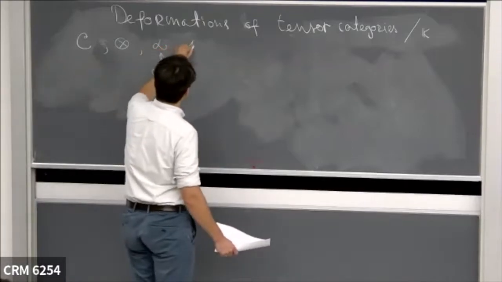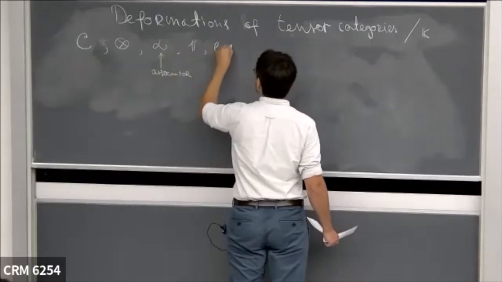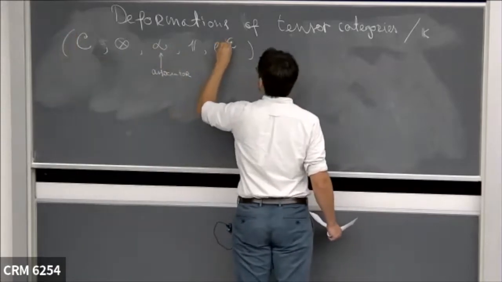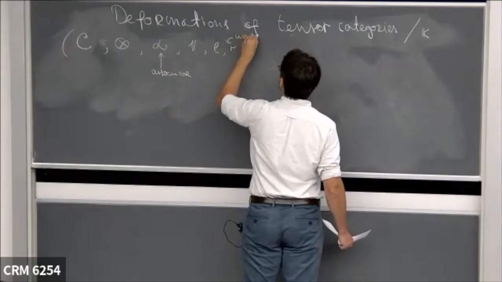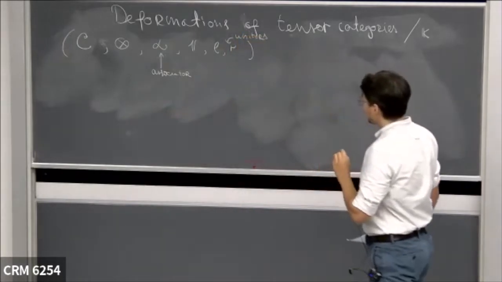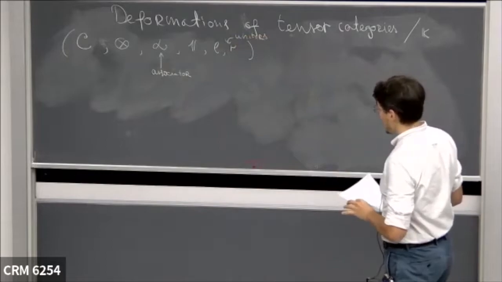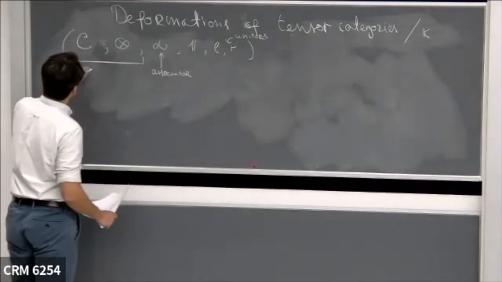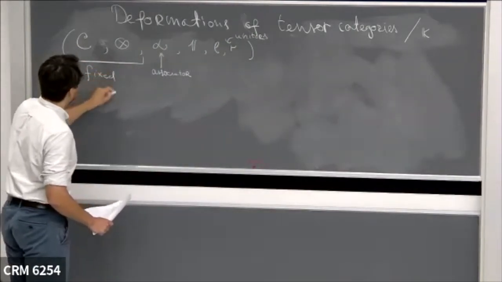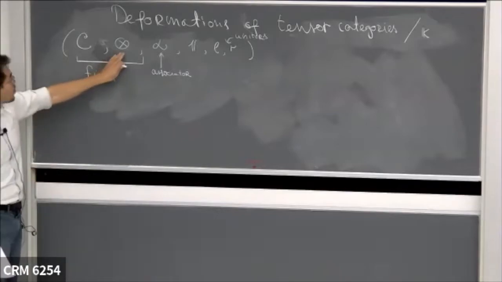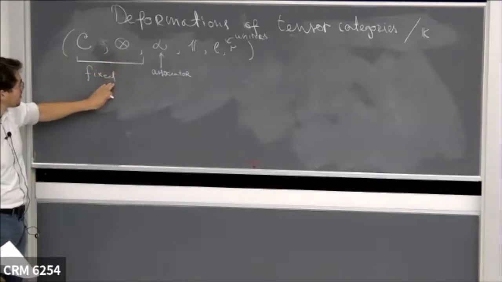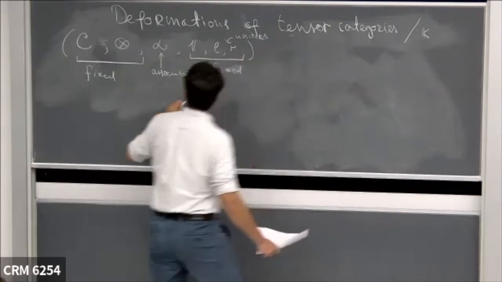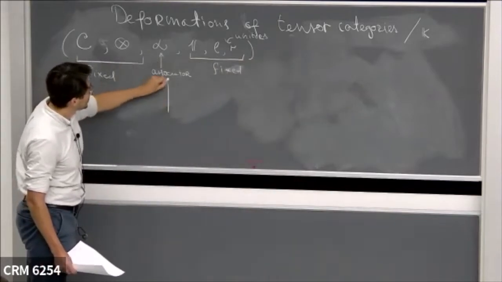We have also a tensor unit, and we have left and right unitors. So this is the data we have. So what we are going to do is deform this structure. But what kind of deformation are we going to do? So this is going to be fixed. I'm not going to deform the category. I'm not going even to deform the multiplication or tensor product. This is fixed. This is also fixed. So this data is fixed. But we're going to deform the associativity constraints.